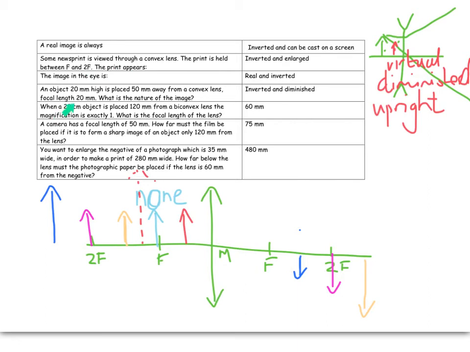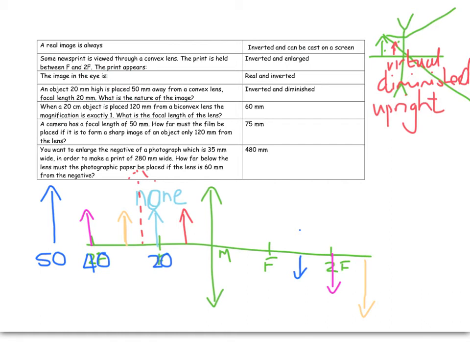When an object 20 millimeters high is placed 50 millimeters away from a convex lens, the focal length of that convex lens is 20 millimeters. So it would be 20, 40, and the object's been placed at 50. So I can look at this blue situation and say, I will therefore have a smaller and inverted image. Exactly the same as the eye, but not the same question. So it's inverted and it is diminished.